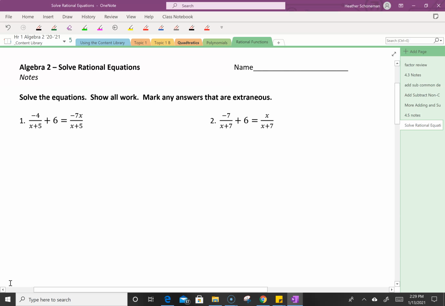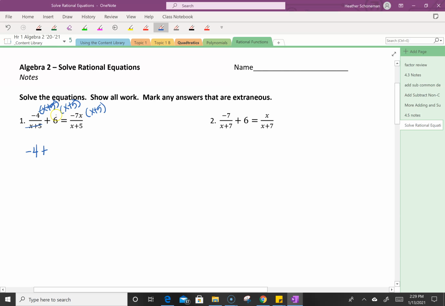Okay, so looking at number 1, to clear the fractions, we need to look at the denominators. Because the only denominator is x plus 5, that's our only thing that we need to multiply by. So we're going to multiply each term by x plus 5, which looks busy, but it's going to help us because in the first fraction, the x plus 5 cancels and I get negative 4.